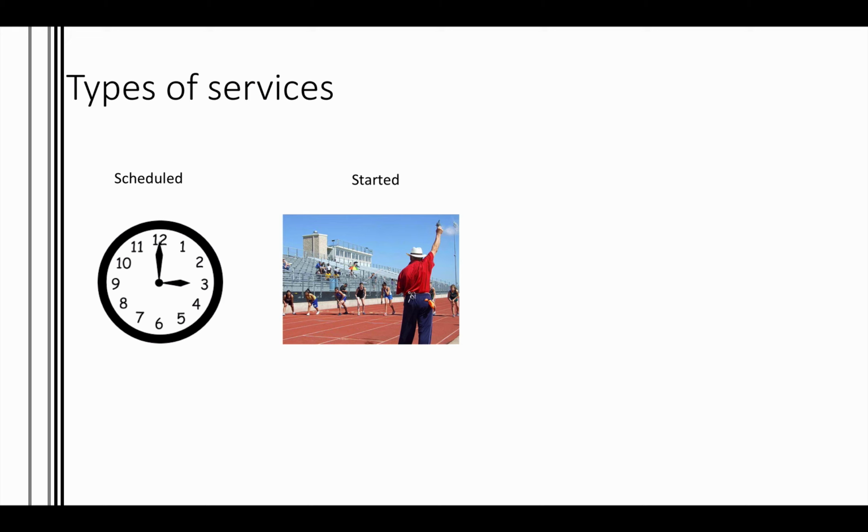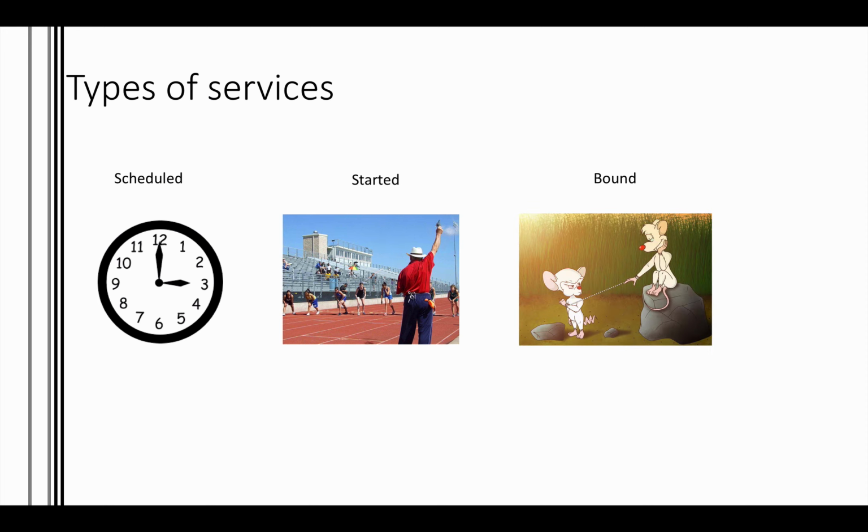This means that even if the application that started the service is closed, the service will continue to run in the background until it is finished. We also have bound services, and bound services are similar to started services, but they're attached to the application. So when the application is destroyed, the service is destroyed along with it.